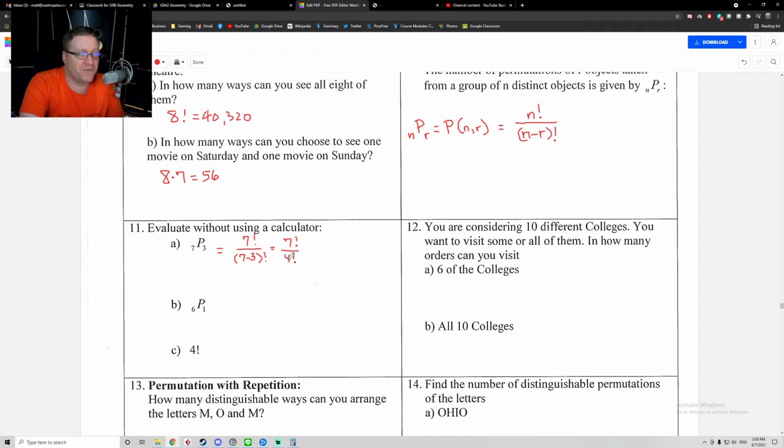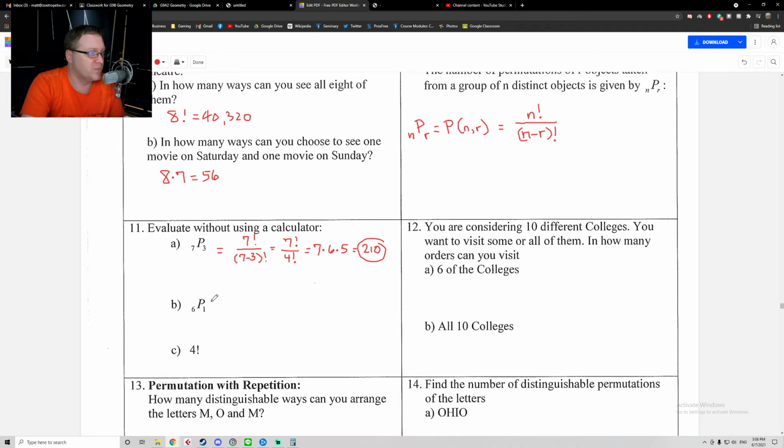Well, that means 4 times 3 times 2 times 1 are going to cancel out on the top and the bottom. So we're just going to be left with 7 times 6 times 5, right? Because 4, 3, 2, 1 cancel out on the top and the bottom. So we got 42 times 5, which is 210. So we did it without a calculator.